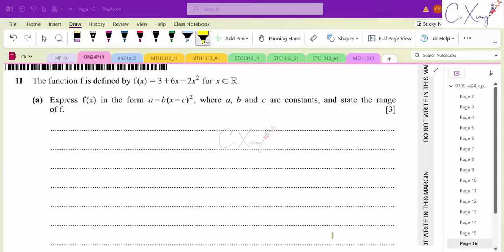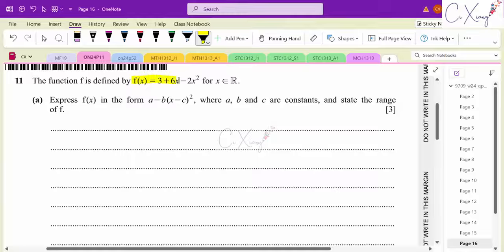Alright, and now we are at the last question for this paper. We are given a function f, and it is defined for x, any real number, an element of the real numbers. They want us to express f(x) in this pattern, so basically this belongs to the completing the square form. And state the range of f.